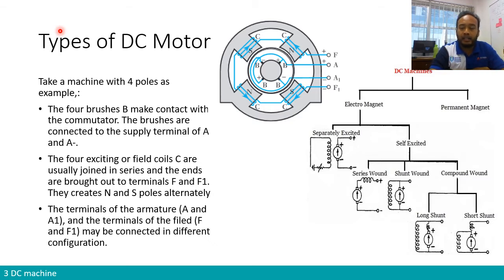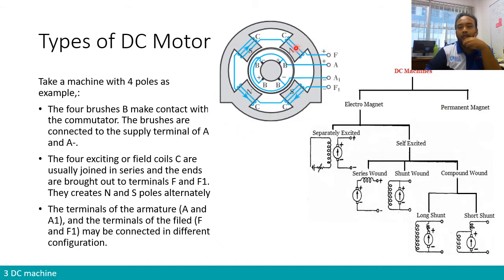But the advantage of it is that you can control the intensity of the current, therefore controlling the intensity of the magnetic field that you create using the winding or the coils. So here we are going to take an example of a 4-pole machine.